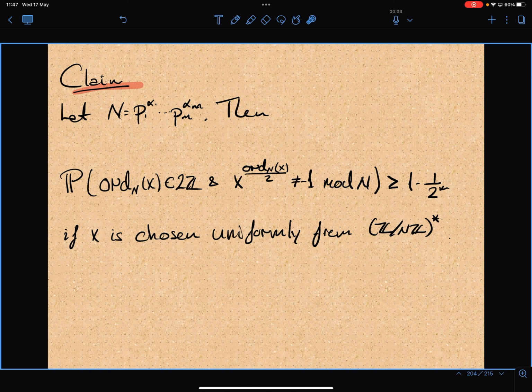And this is going to be the probabilistic part, the condition that we need for the factoring algorithm to succeed. And as m increases, as the number of primes increases, then it's going to be more likely to succeed.